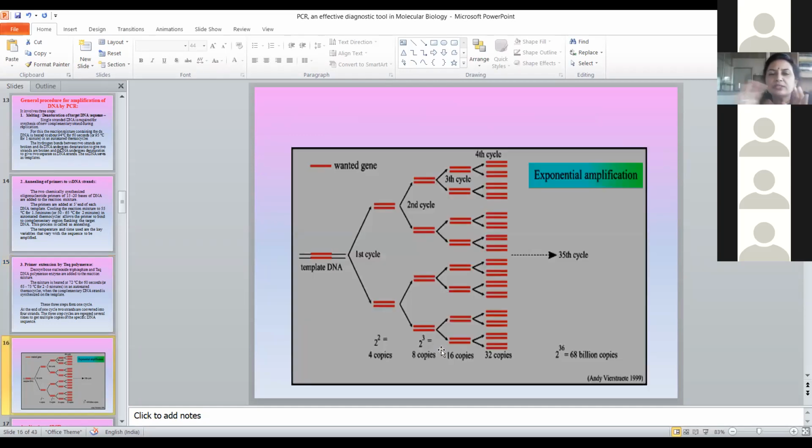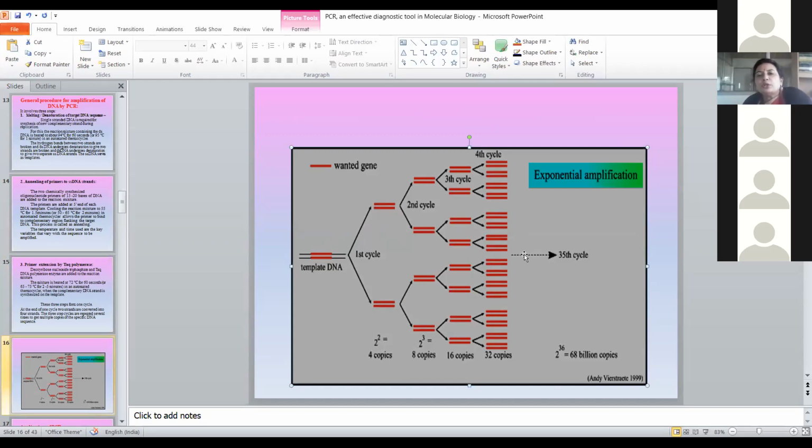So you can see this diagram. You have a template DNA. At the end of the first cycle, this double-stranded DNA is duplicated, doubling the amount of DNA. So there were only 2 strands, now 4. At the end of the second cycle, 2 duplexes are converted into 4 duplexes. At the end of the third cycle, again double, 4 duplexes will be converted into 8 duplexes. That means 16 strands of DNA and so on. So there is an exponential amount of amplification, doubling at each step.